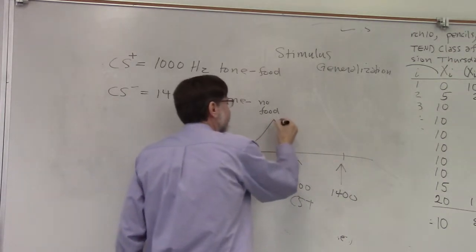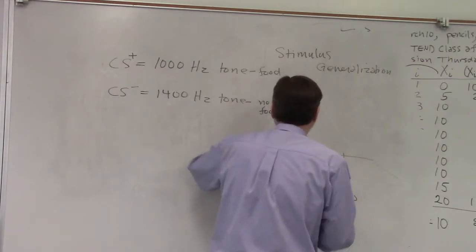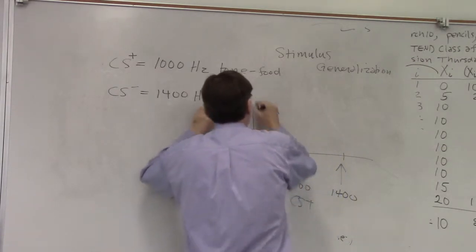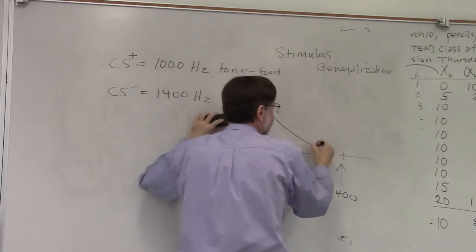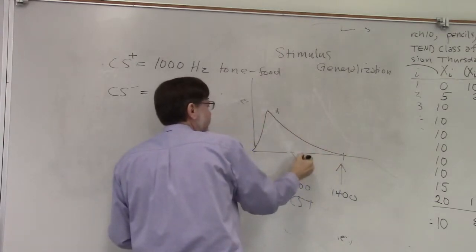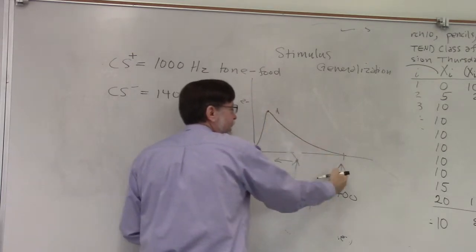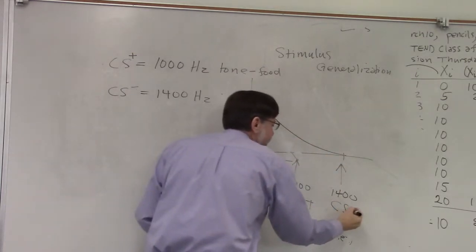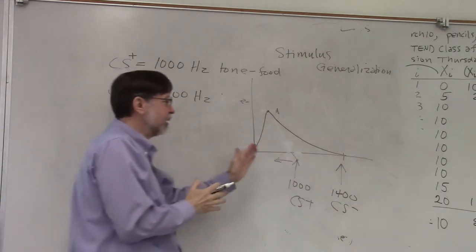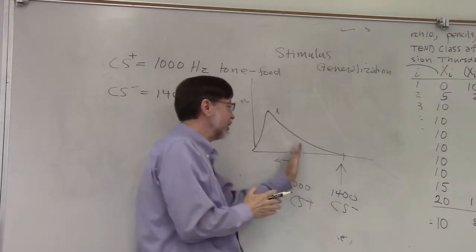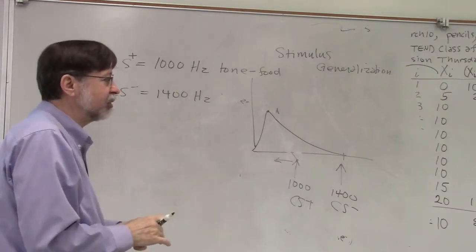Now you get a maximal response to something, let me put the axis all above it. We get a maximum response to something actually lower, away from the CS minus. This is the CS minus. So it sort of repels the maximal response. And so, by presenting a CS plus and a CS minus, we've actually shifted the maximal response in this case. It's one of the results of stimulus generalization.